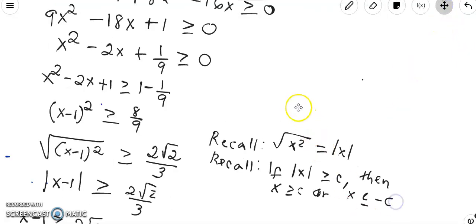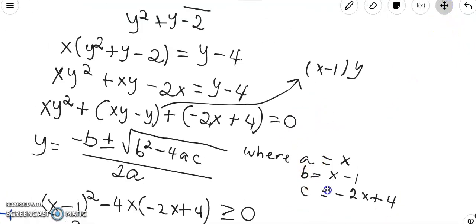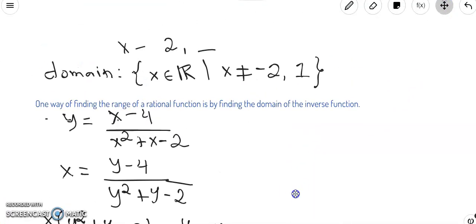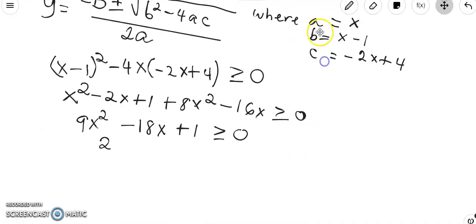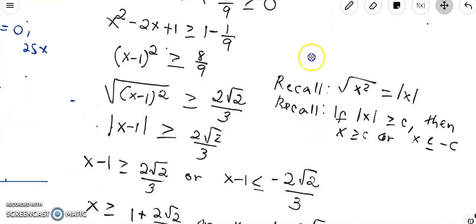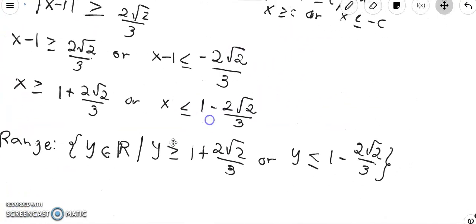So, to summarize, ang domain natin ay x is an element of real numbers such that x is not equal to negative 2 and positive 1. At ang range natin ay y is an element of real numbers such that y is greater than or equal to 1 plus 2 square root of 2 over 3, or y is less than or equal to 1 minus 2 square root of 2 over 3.